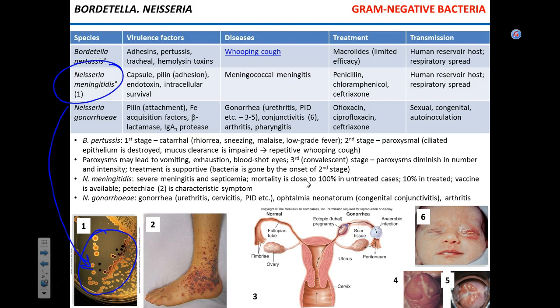It is one of the three main causes of community-acquired meningitis, along with Streptococcus pneumoniae and Haemophilus influenzae, which we're going to talk about a bit later.